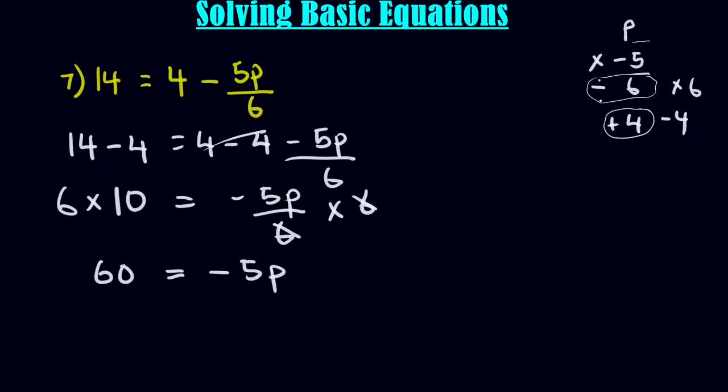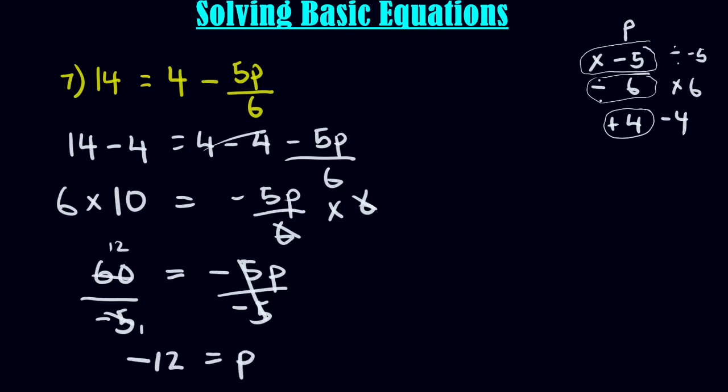Are we finished? No, we're not. We still have a minus 5 that is multiplying by the p. Divide both sides by minus 5. Negative 5 divided by negative 5 will give us 1. So we'll have 1p. And 60 divided by negative 5 will give us negative 12. Therefore, p is equal to negative 12.